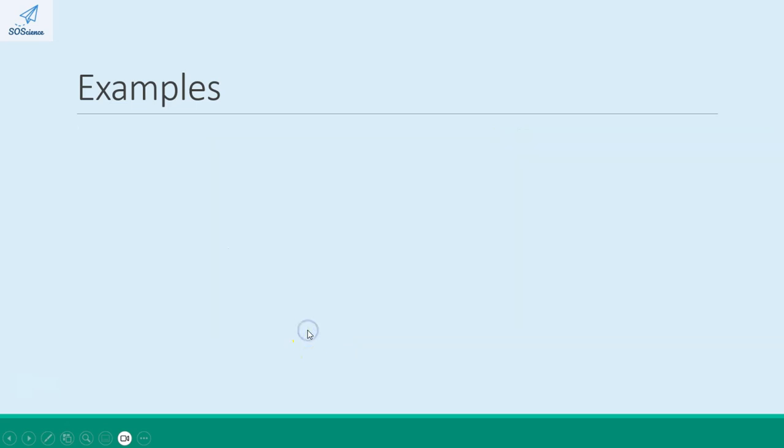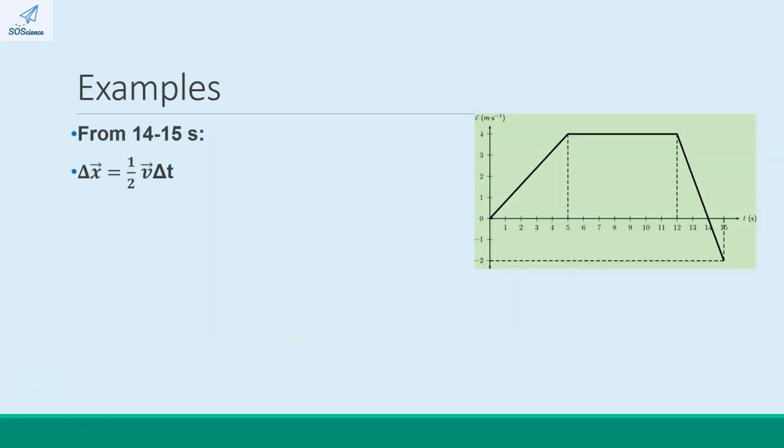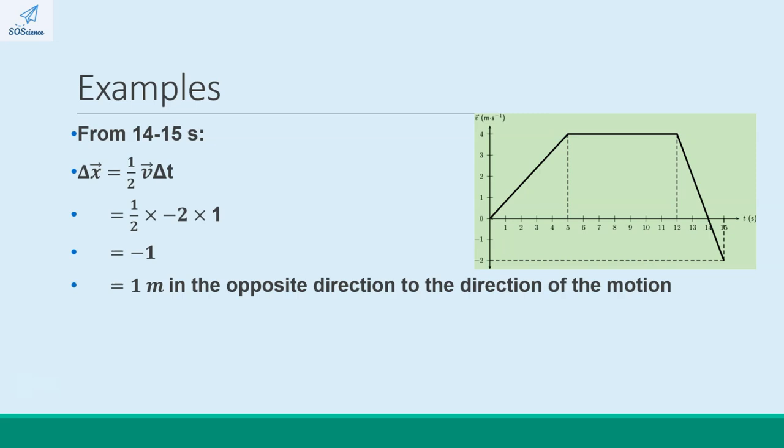So let's take a look at the calculation for the last second. It's a triangle over here. We're working out this area over here. So it's half v times t. So it's half of minus 2 times the time, which is 1 second, which gives us an answer of minus 1. But we can't leave a vector as a negative. It means 1 meter in the negative direction, which is in the opposite direction to the direction of the motion.